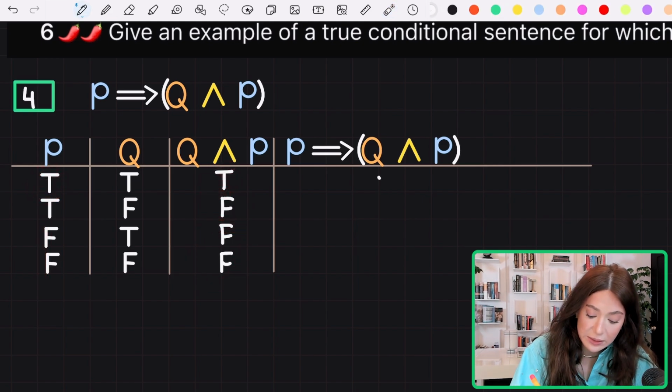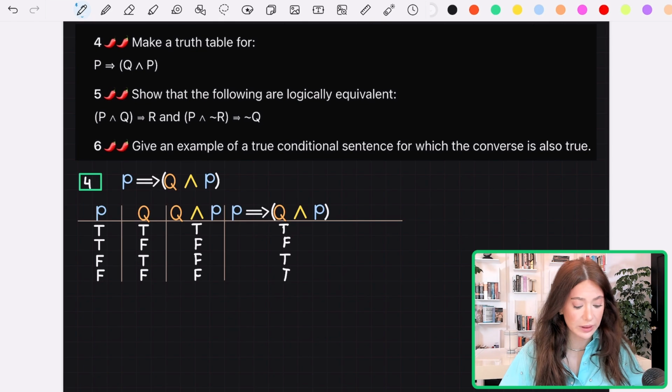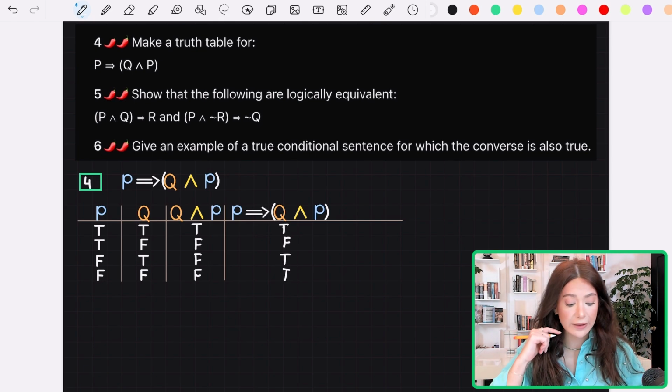All right? So these are the truth tables. They asked you for truth tables and you've given them truth tables. So moving on to question number 5.